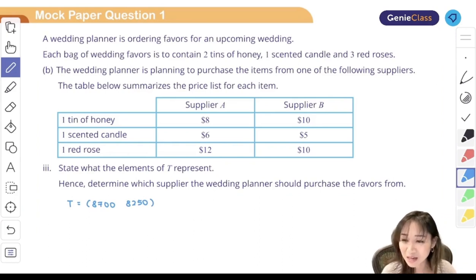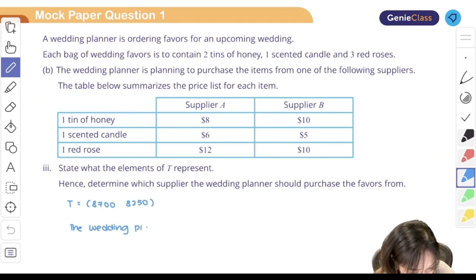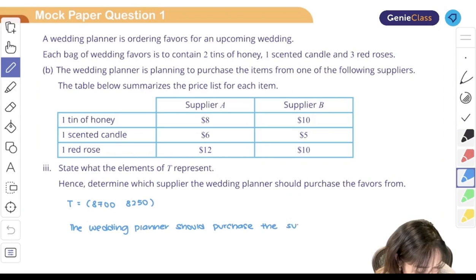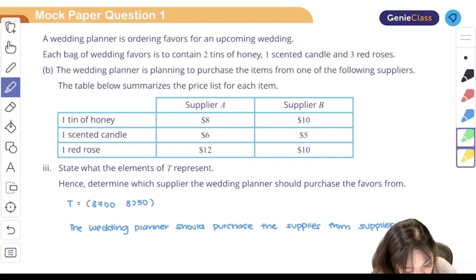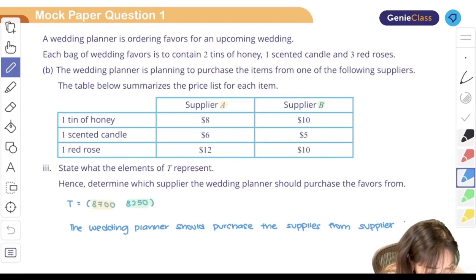There should be a part 3, Kavya. It's a B part 3. So the wedding planner should purchase the supplies from supplier A or B. So A charges 8,700, B charges 8,250. So it should be supplier B.